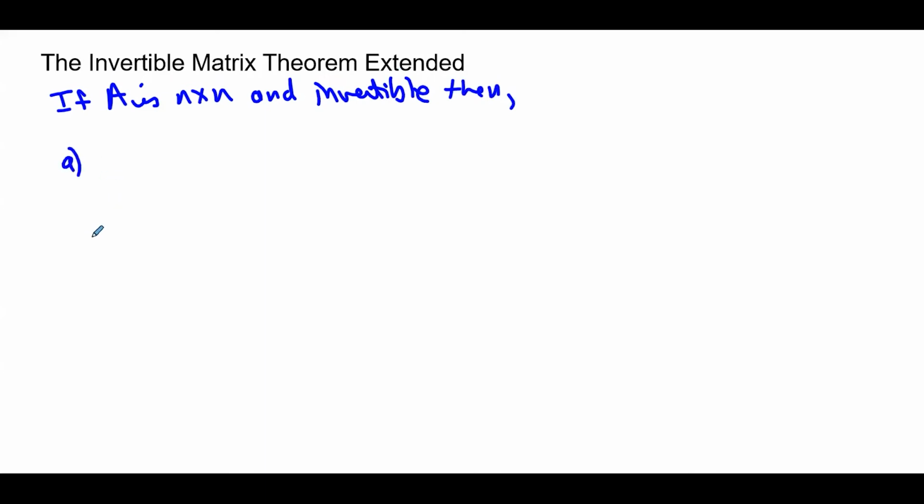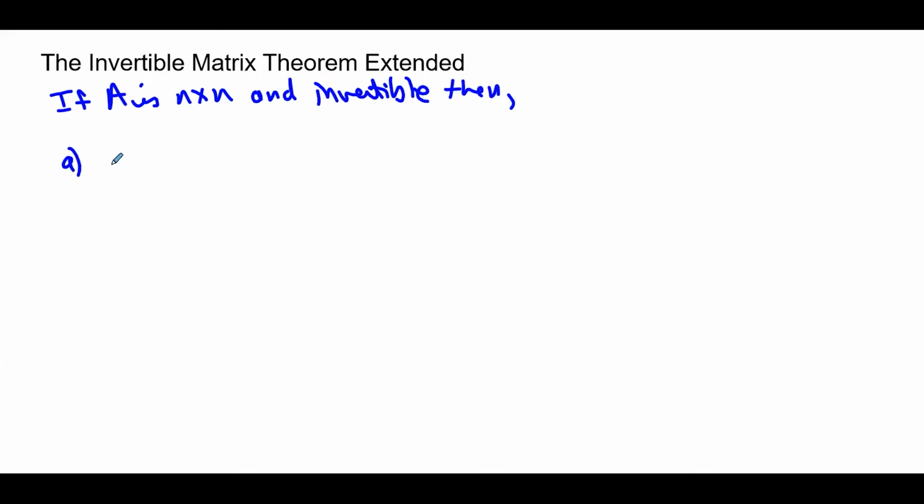So we talked about the invertible matrix theorem, and we said if A is square and invertible, then we had this big list of things that we said were equivalent. And I promised you that we would add to this list. And that's what we're going to do now. So if A is n by n and invertible, then we're just going to add to our list of things that we know.